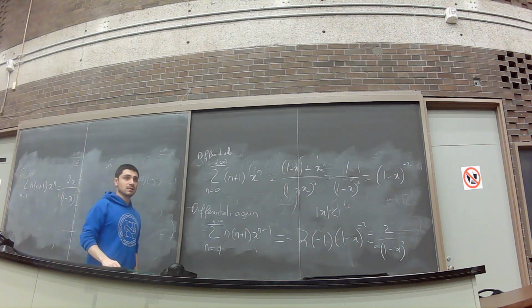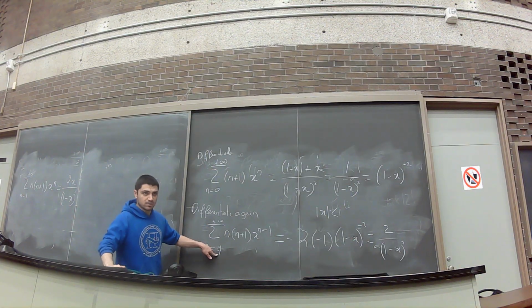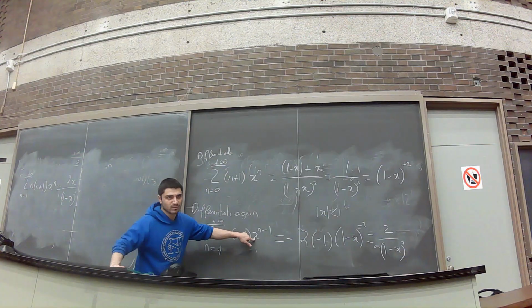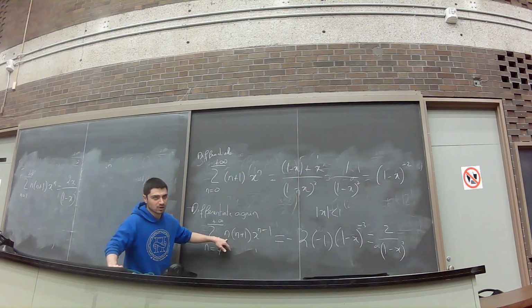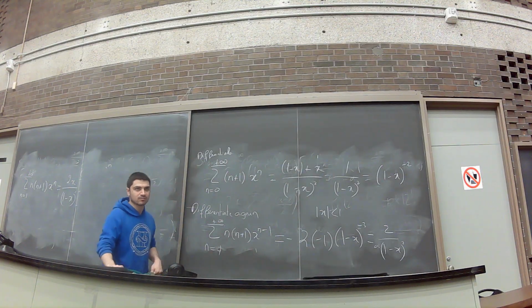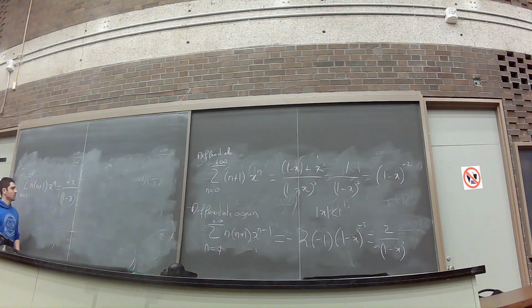When you differentiate again, why are we starting from n equal 1? Sure, you can start with n equals 0. You get 0 times 1 times x to the minus 1. So I just want to avoid writing x to the minus 1. But n is 0, so it goes up. So it's 2x over 1 minus x cubed.